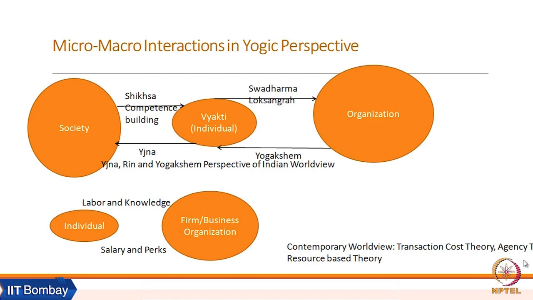So, this exchange-based relationship is much grander than the transaction-based relationship. Transaction cost theory, agency theories or resource-based theory, which are studied in management and economics, have some utility and some value, but they do not capture the overall integral nature of the association and the integral nature of the constitution of society, which is constituted by family and individuals or vyakti.